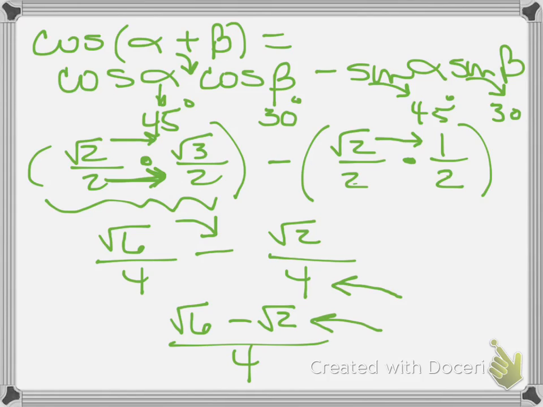I cannot combine those because they don't have the exact same number underneath the radical. So this is my final exact answer. I could check this by punching square root of 6 minus square root of 2, enter, divided by 4, enter, on my calculator, and comparing that to the cosine of 75.